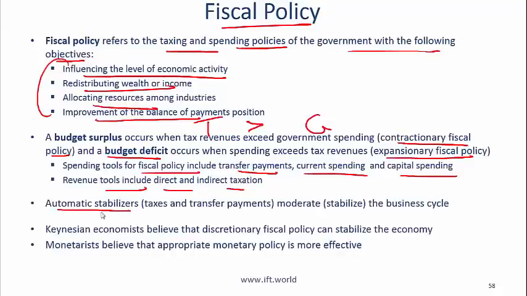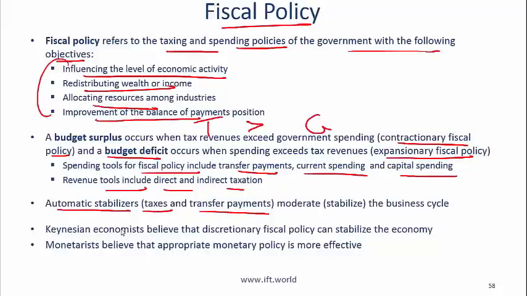One fiscal policy tool is automatic stabilizers. These moderate the business cycle automatically. Examples of automatic stabilizers are taxes and transfer payments. Taxes in almost all countries are progressive. As the economy heats or grows, taxes go up, which tends to slow the economy down. If the economy goes into a recession or into a downward cycle, then taxes automatically decrease, which again moderates the business cycle.